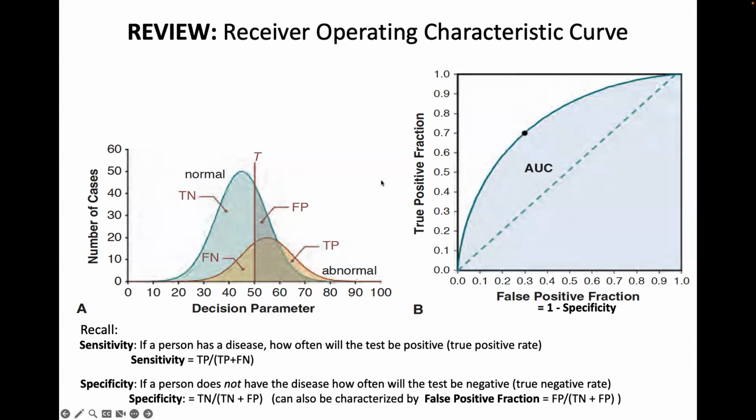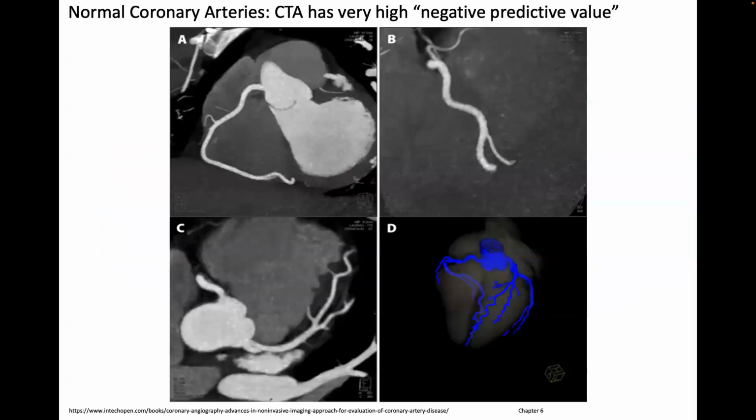So this is a good thing to know. Specificity is the true negatives over all of the negatives, and the sensitivity is the true positives over all of the positives. And there's a couple of other things, like positive predictive value and negative predictive value, that are also useful that you can derive from this curve.